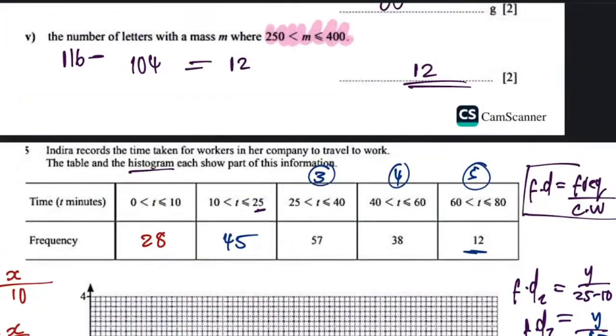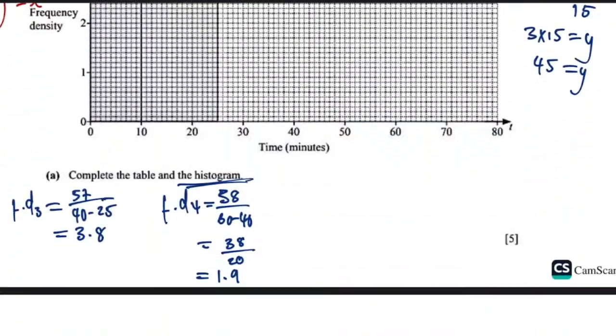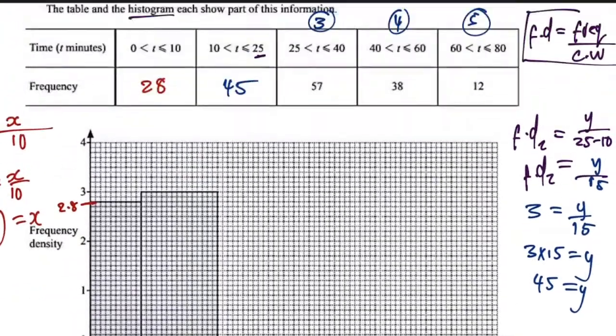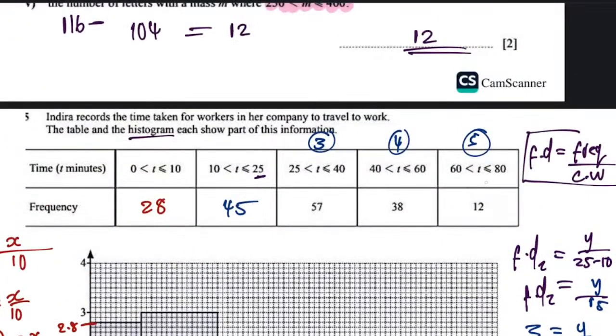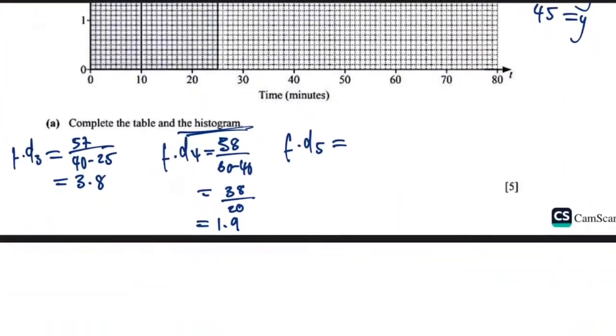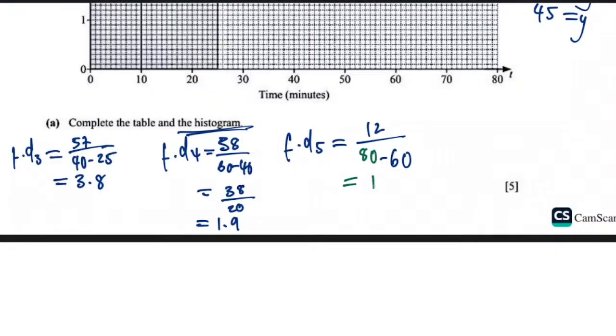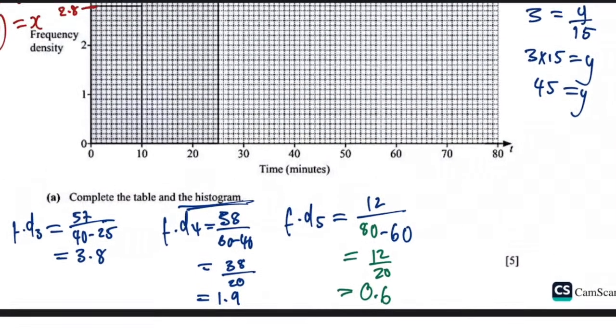So now we do the fifth one. This is going to be equal to the frequency divided by the class width, 60 to 80. The frequency is 12, and the class width is 80 minus 60. So it's going to be 12 over 20. What is the answer? This is 0.6. So there we go.